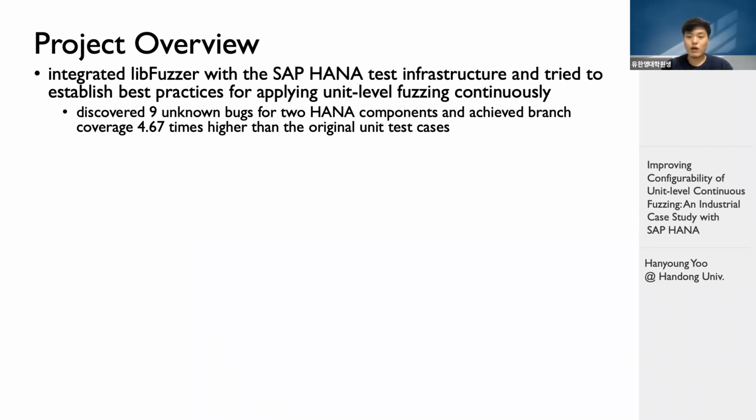To find out if a large program such as SAP HANA DBMS can effectively use continuous unit-level fuzzing and address the new challenges of fuzzing, the SAP HANA team and our team in Handong conducted an industrial project. SAP HANA is a full-fledged database system with a large number of modules. Developers constructed large-scale regression unit test suites and run them continuously on test infrastructure. Our team investigated the best practices for writing unit-level fuzzing to supplement the unit tests.